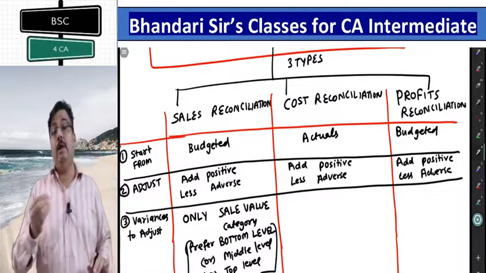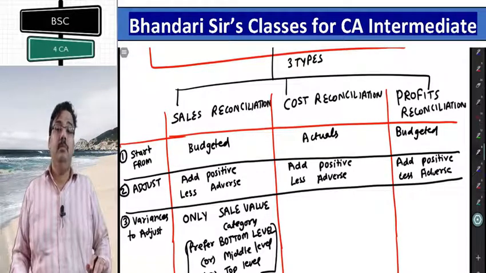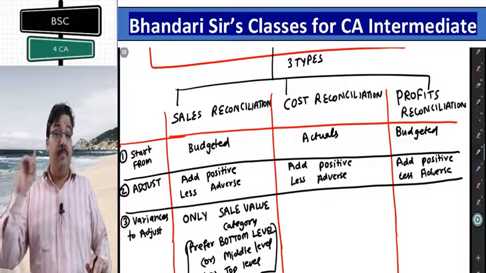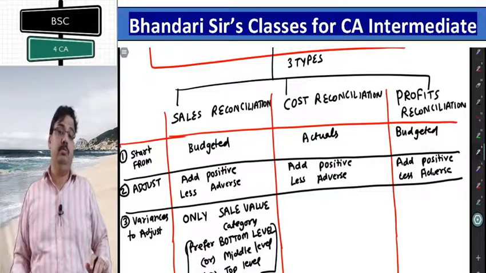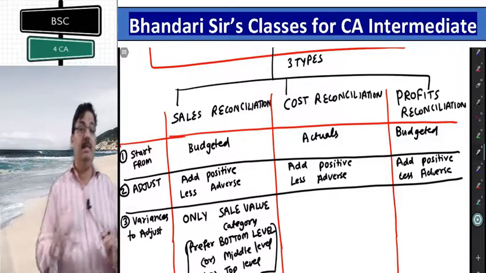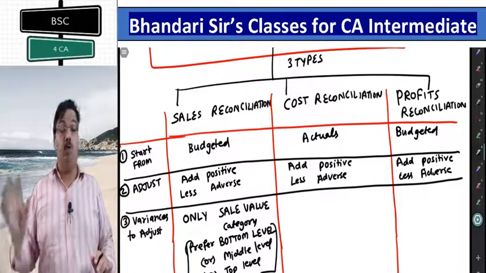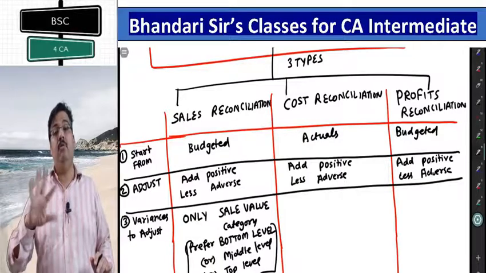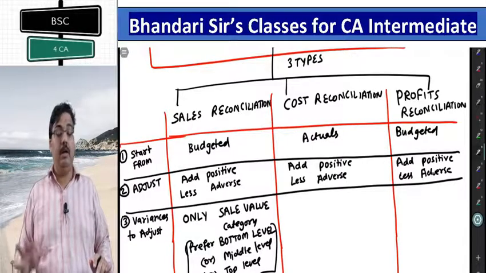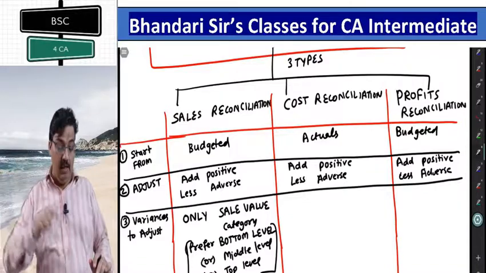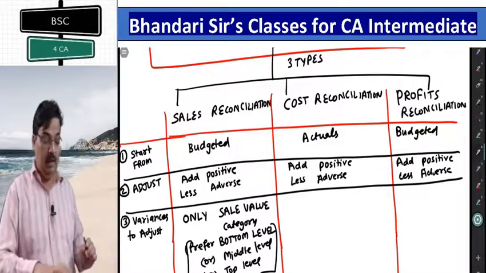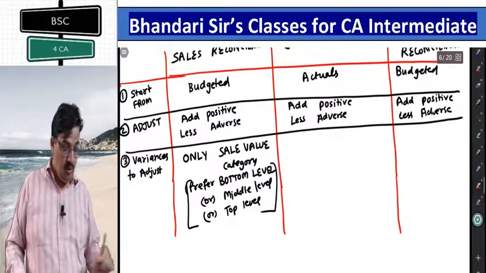Which variances are bottom level? Price is middle also, bottom also. Price, mix, quantity, they are bottom level. Try them. If not possible, then price and volume. If details are not there, then total. Only sale category will come, sale value category will come. Not even sale margin.